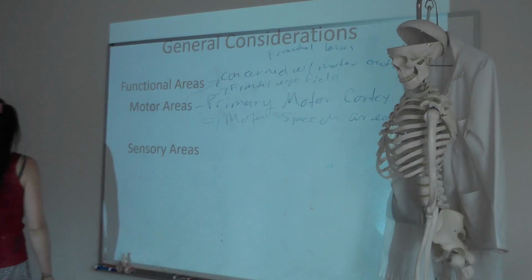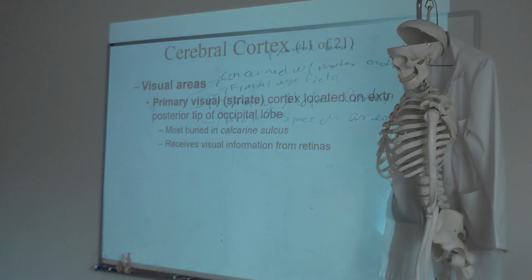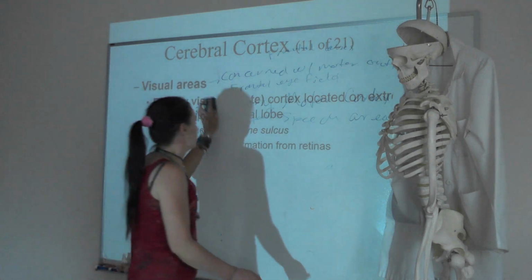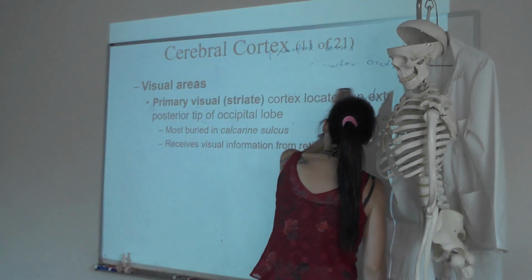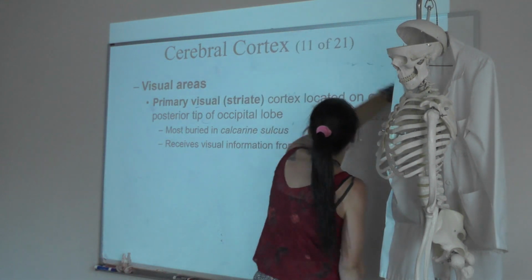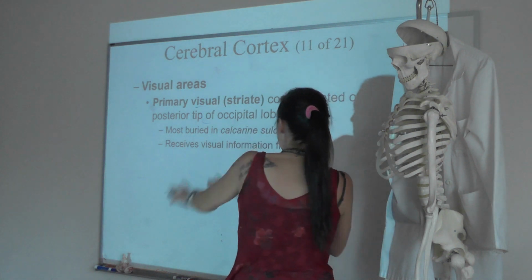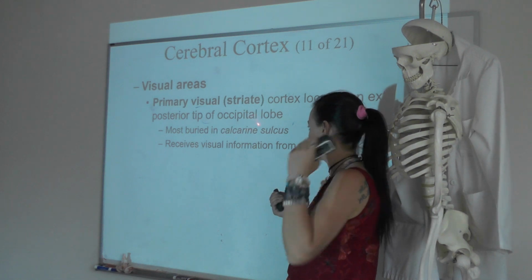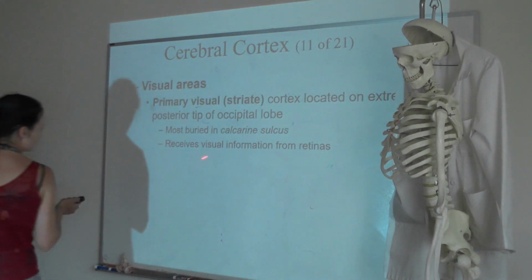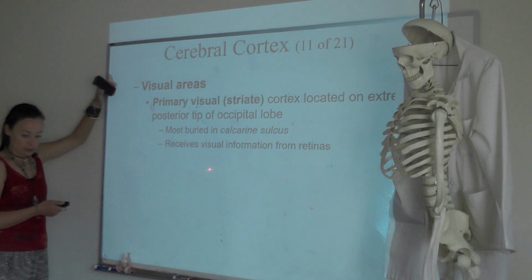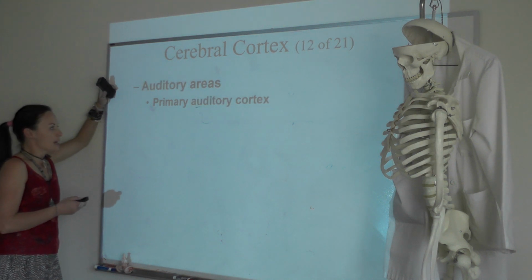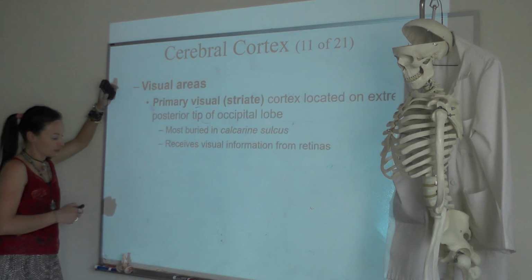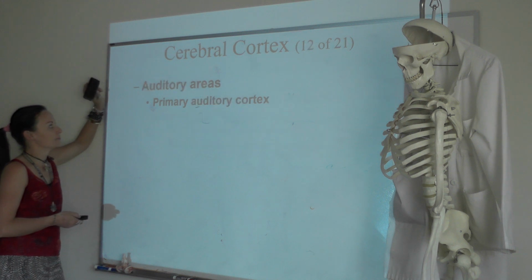Let's dig a little deeper and see what these areas have to say. The visual areas are concerned with visual processing, photons of light, and everything that's coming in through your eye. The primary visual cortex is the most posterior tip of the occipital lobe, and this is going to receive visual information from the retinas. The visual association areas are anterior to that.